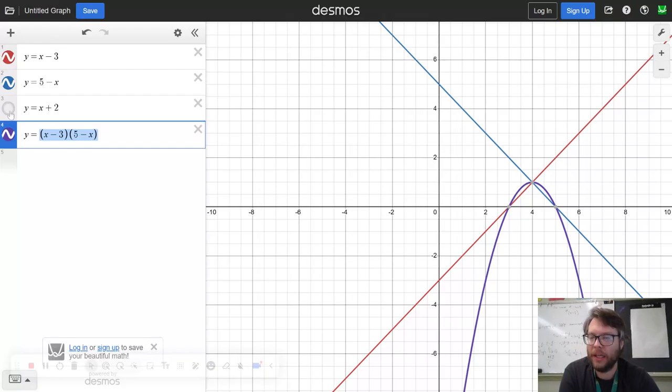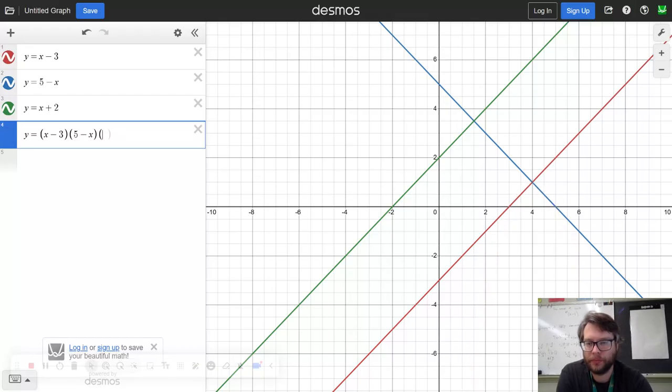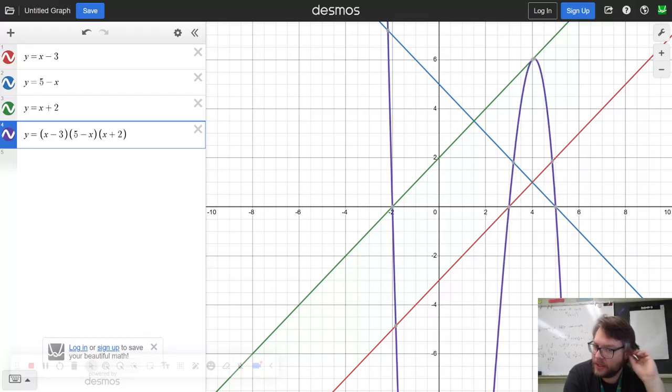Okay? I can even bring in our third line, x plus 2, and you can see that now my polynomial is wiggling all over the place. Don't get distracted by all the wiggles that are happening. Just notice that the same 3 numbers that make those line equations equal 0 are the same 3 numbers that make my polynomial equal 0. Okay, so why does that happen? Like, why does my graph touch 0 at those points?